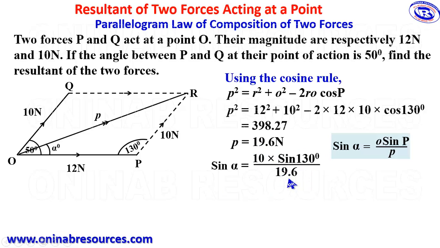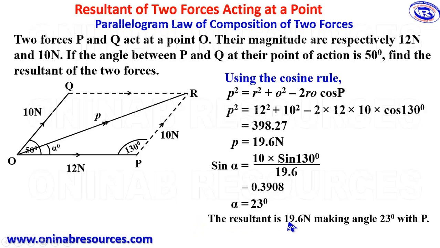Substituting, we have sine alpha is equal to 10 multiplied by sine 130 degrees divided by 19.6. Inputting this in our calculator, we have it as 0.3908, where alpha is the sine inverse of 0.3908 and it gives 23 degrees. We then conclude that the resultant is 19.6 newton, making angle 23 degrees with P. So it makes angle 23 degrees with the force P.